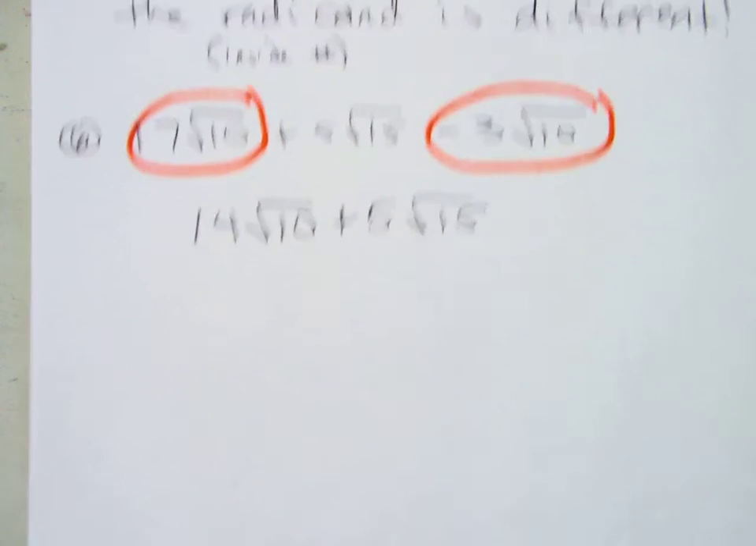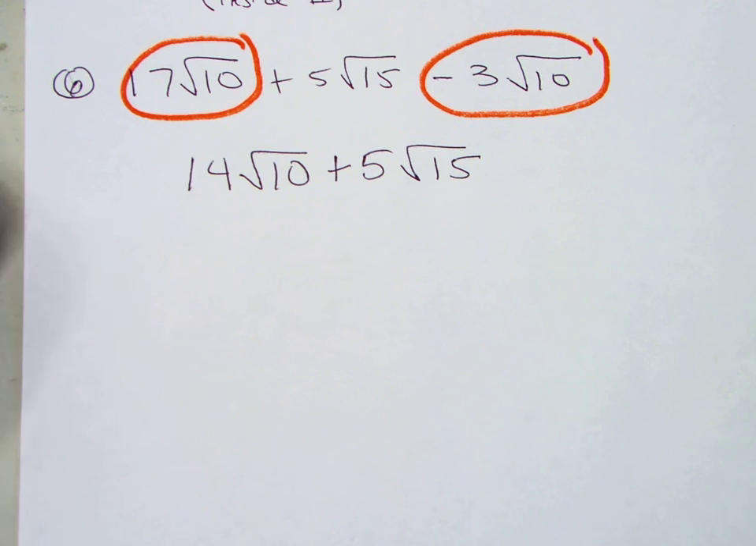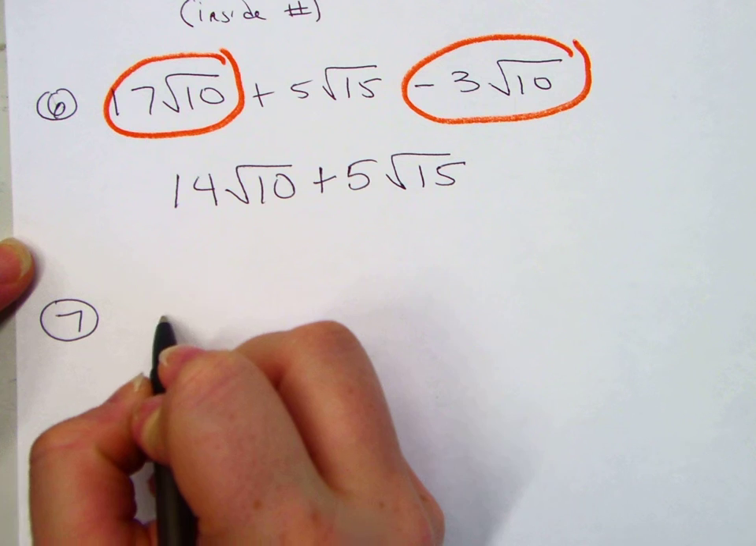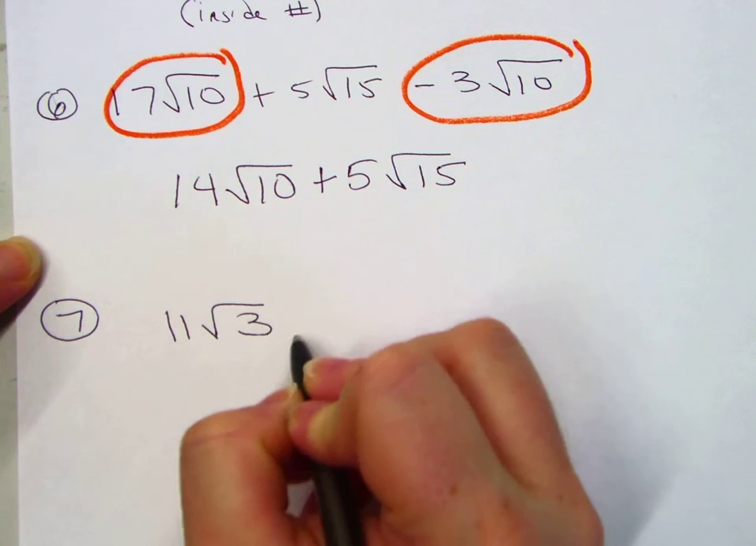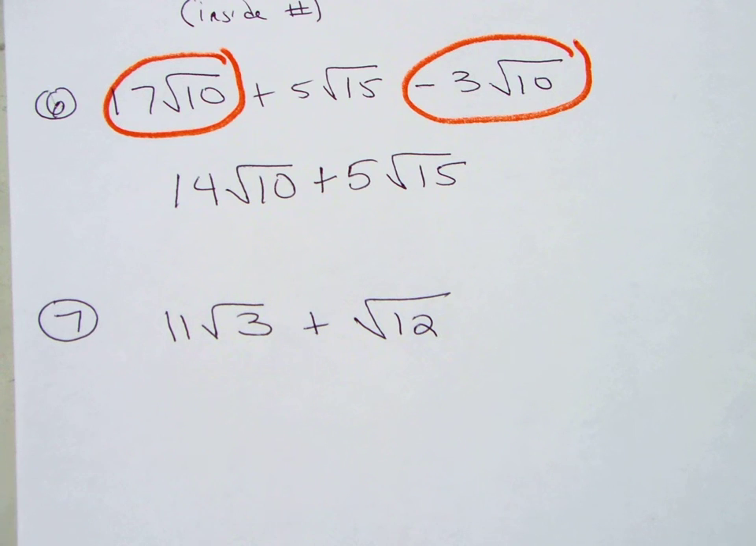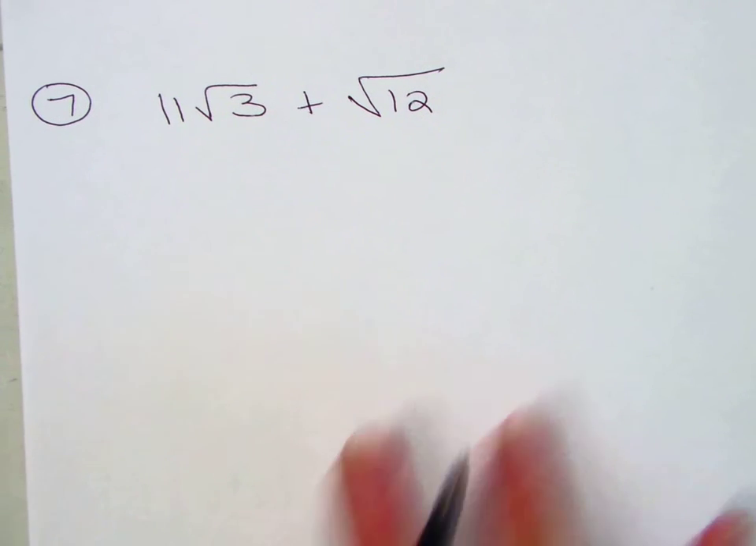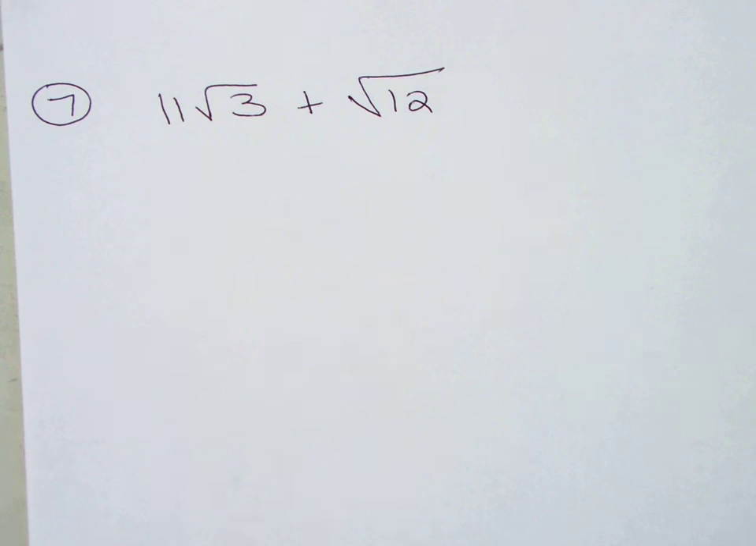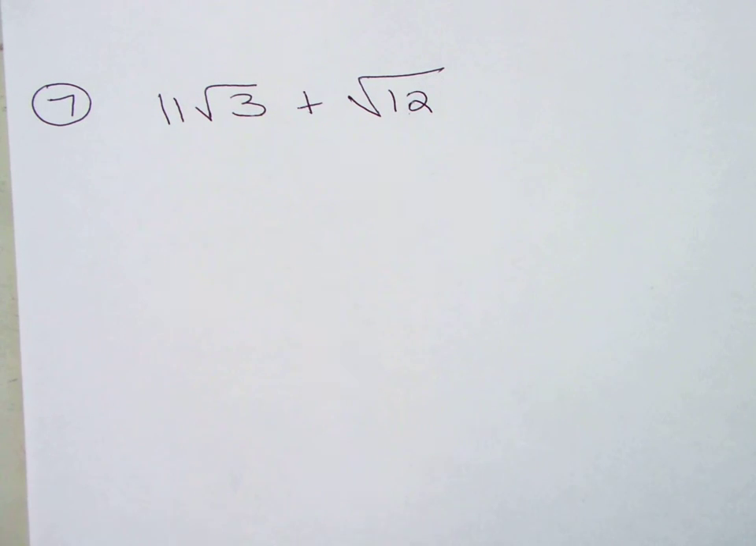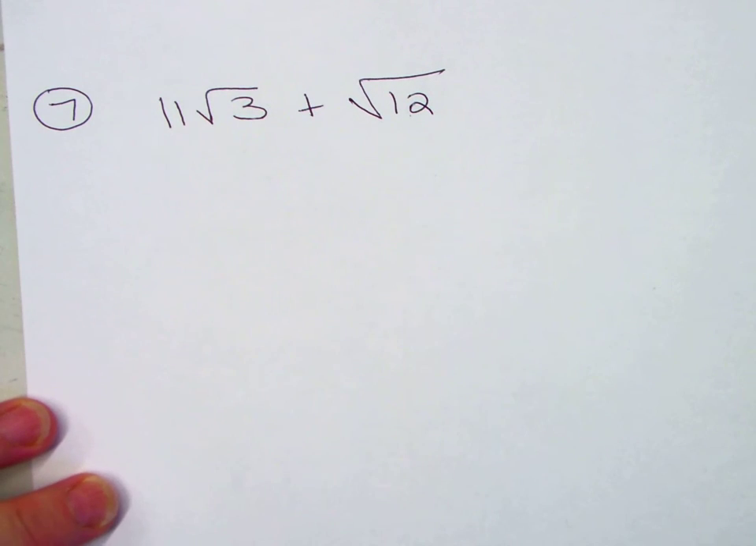Number 7. Now we're going to be a little more difficult. 11 radical 3 plus radical 12. Now this one, on the other hand, can you add those together right now? No. Why? The radicand is different. But you can do something to one of them. What can I do? I can simplify 12. How do you simplify radical 12?